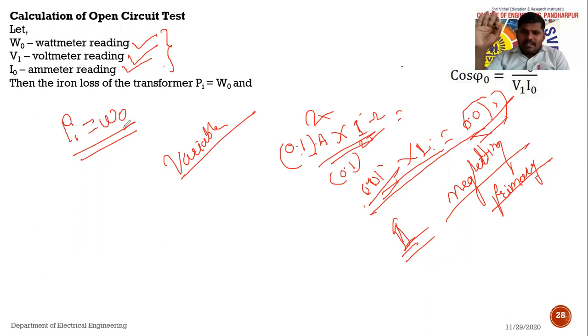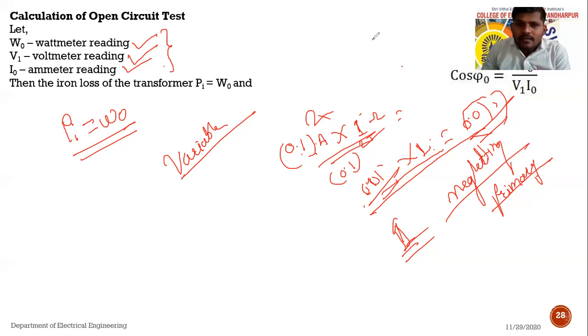Getting? So that means by conducting the open circuit test, the first parameter we get is the no load losses, which is nothing but the iron and core losses, or it may be iron or core loss. Getting?